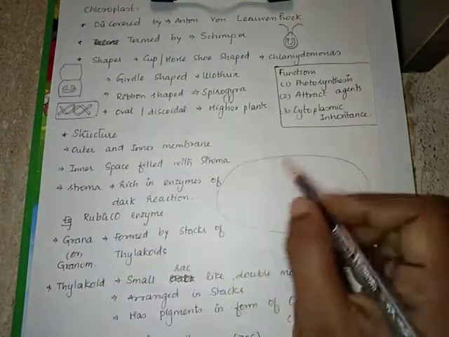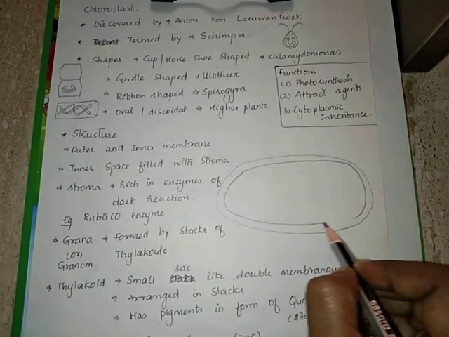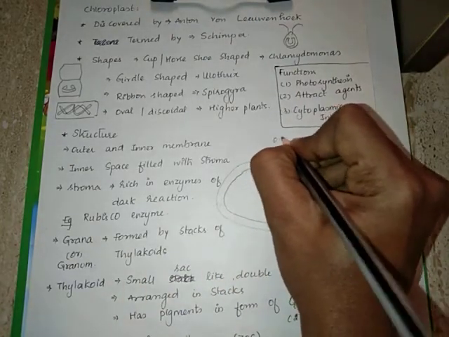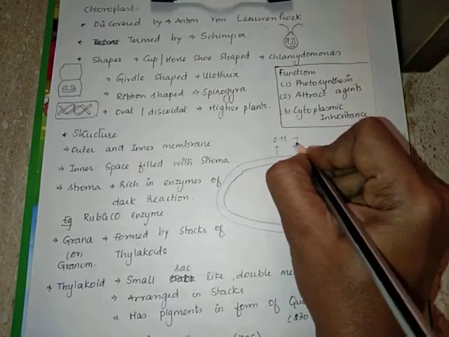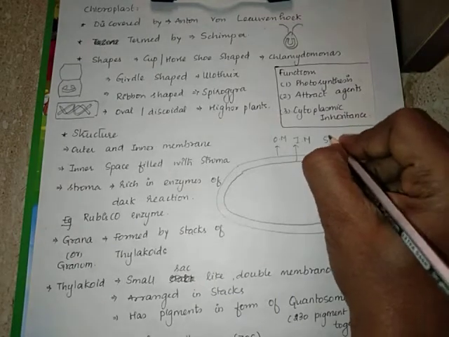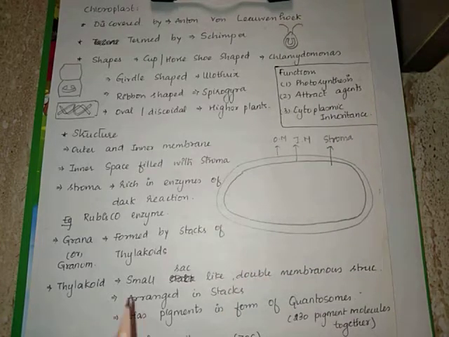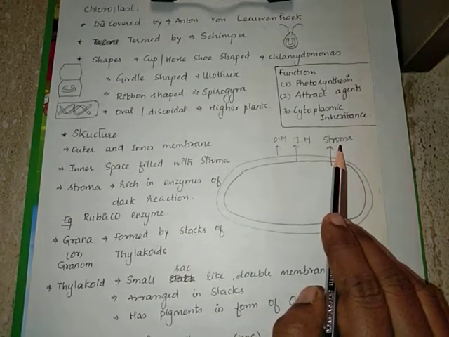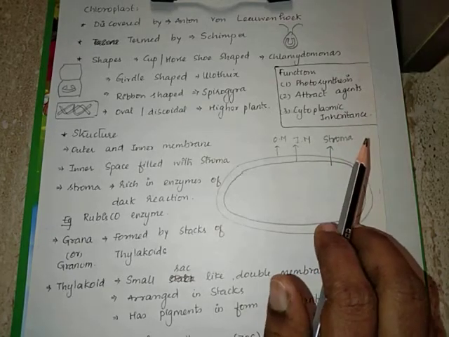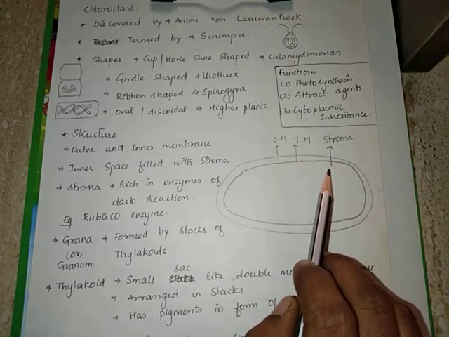They have an inner and an outer membrane. So this is the inner membrane and the outer membrane of the chloroplast. And what is present inside? This is going to be the outer membrane, this is the inner membrane, and the substance that is found inside is called stroma. And this stroma is going to be rich in enzymes of the dark reaction of photosynthesis. So light reaction and dark reaction are parts of photosynthesis. The enzymes of the dark reactions are all present in the stroma.